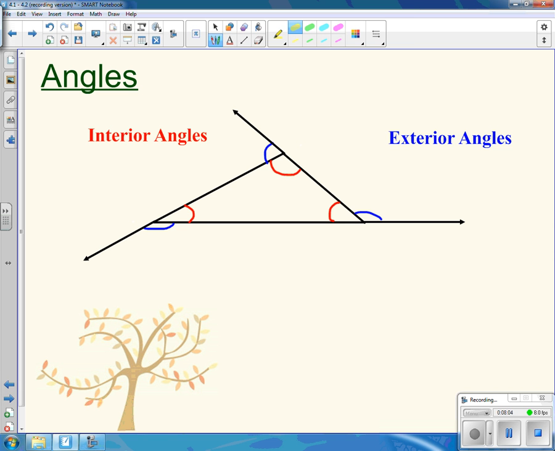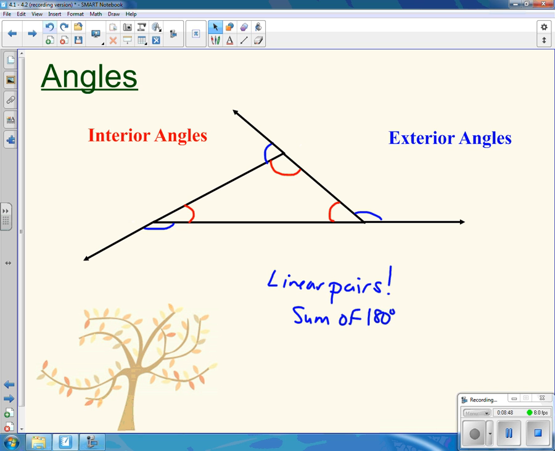If I extend this side of the triangle past the vertex, what I've done is I've created a linear pair of angles. And the one marked in blue is an exterior angle because it's not inside of the triangle's boundaries. So I have three exterior angles. Each one matches up with one of the interior angles. So the exterior and interior angle pairs are linear pairs. And that's important to remember because we know that they're going to have a sum of 180 degrees.